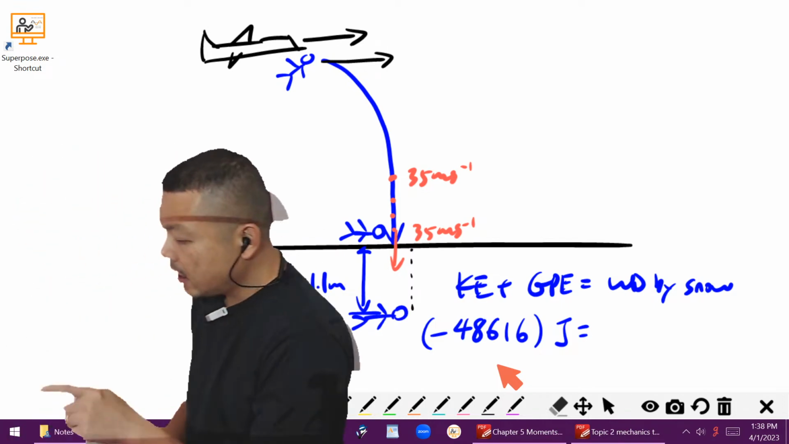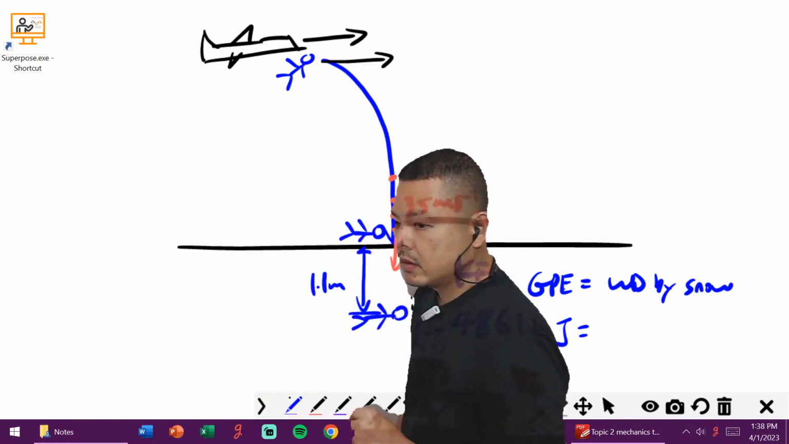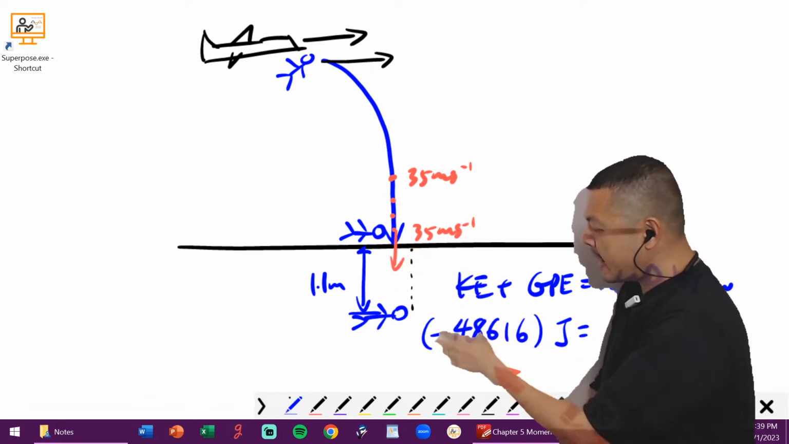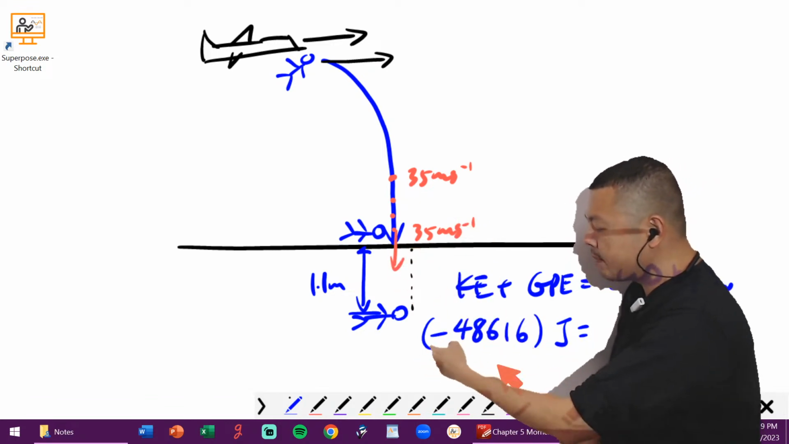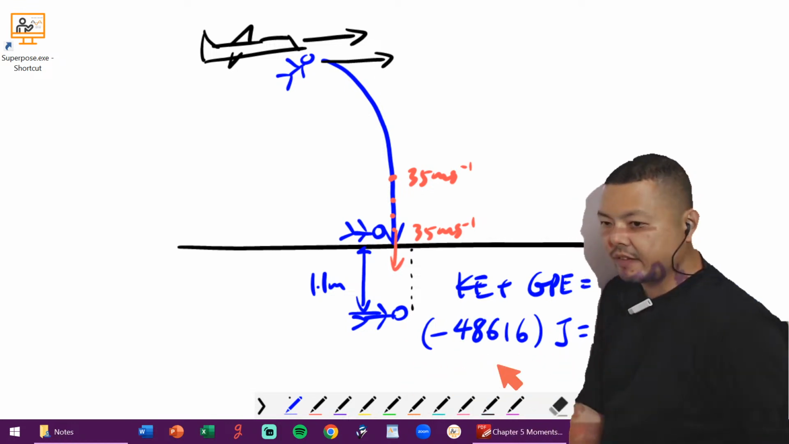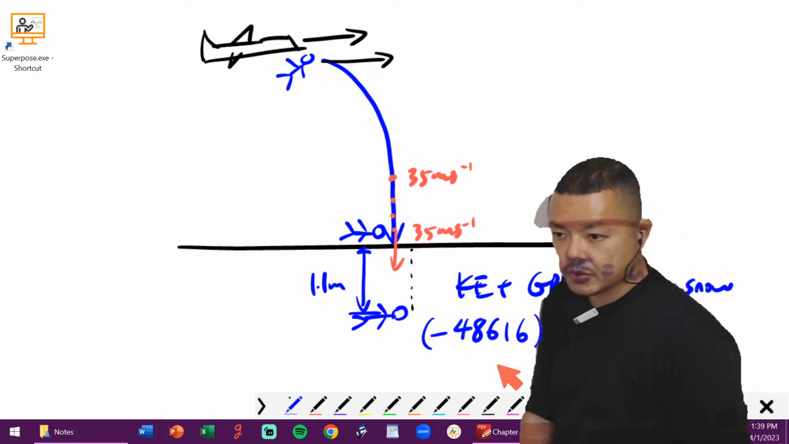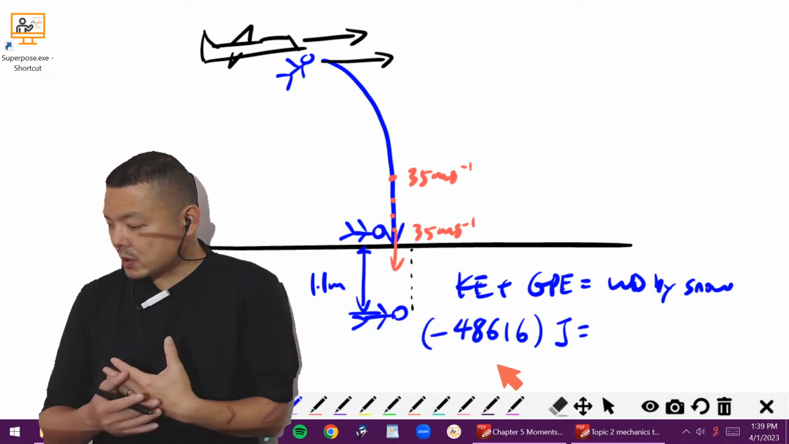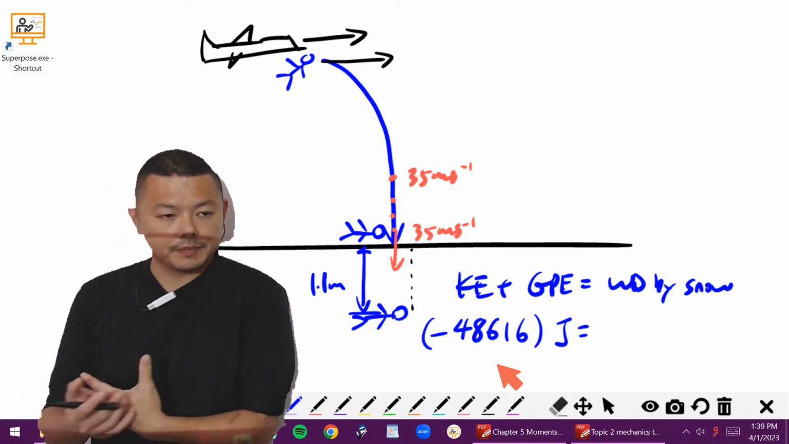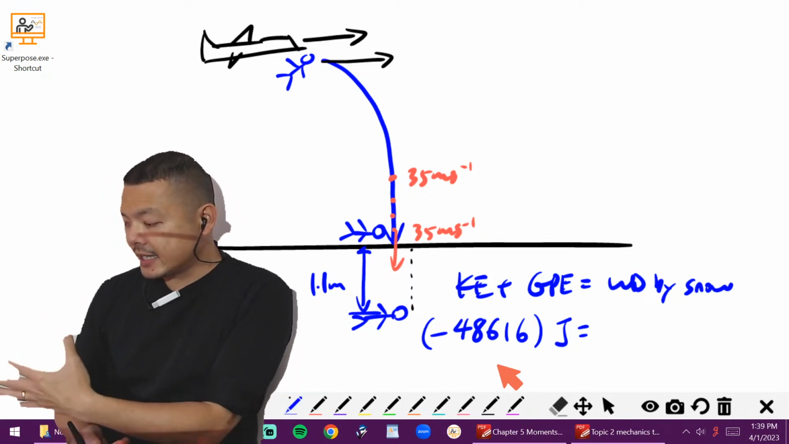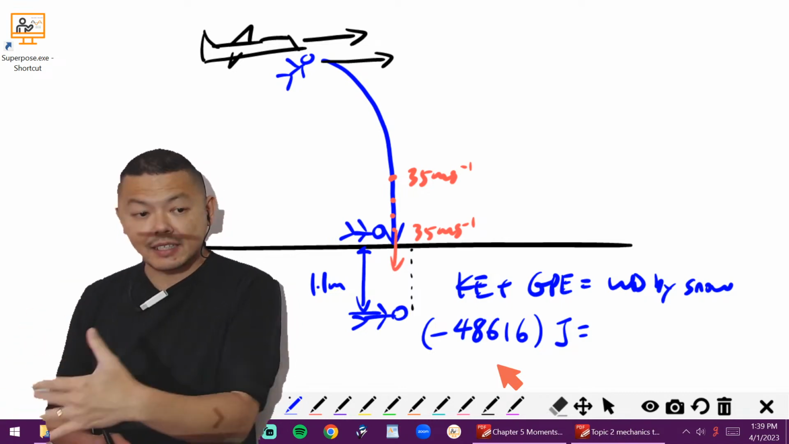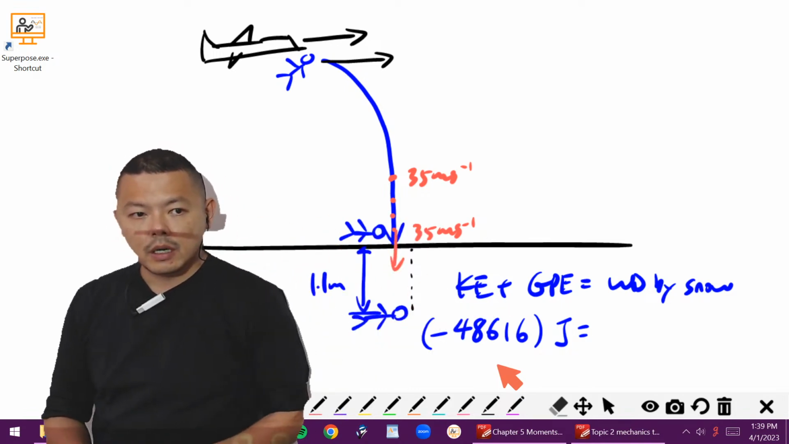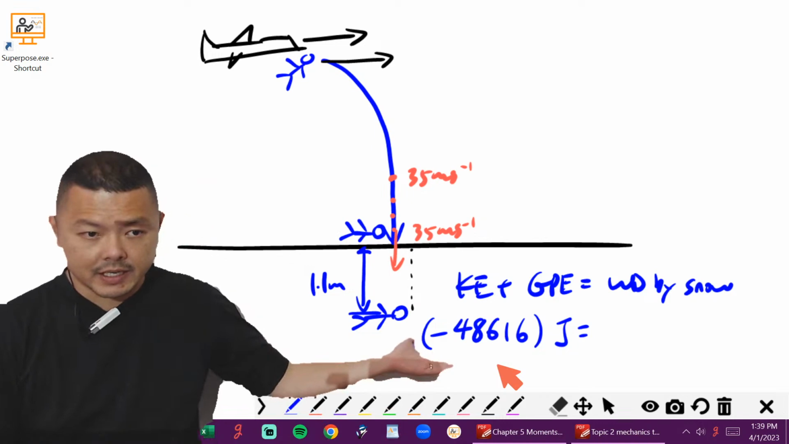Read the question again. What's the work done by the snow to bring him to rest? So the snow causes the man to lose this amount of energy. So the work done by the snow is this value here, negative 48,616 joules. That's why work done is negative. So if you get a question like this again, what's the work done by the snow? Then the answer is truly negative. If I change the question and ask you, how much energy did the man lose? Then your answer will be this value in positive value.